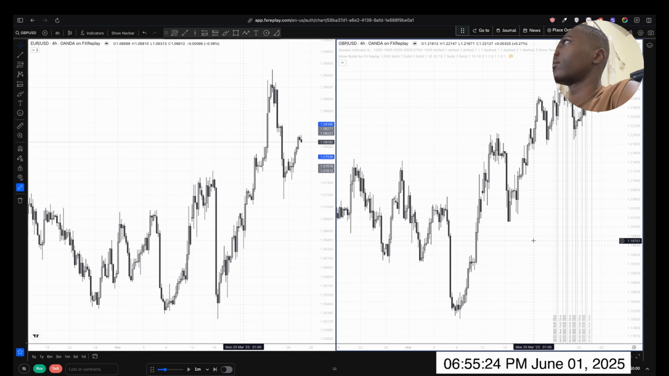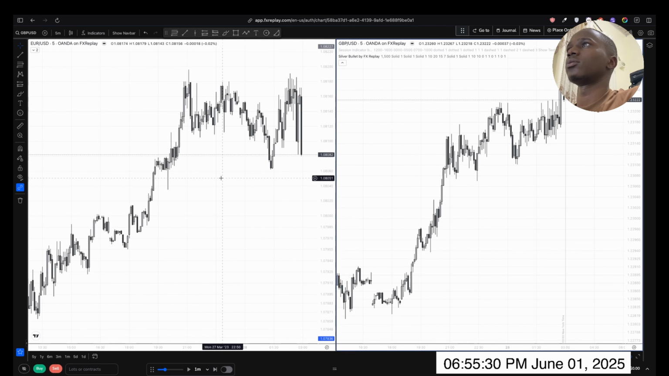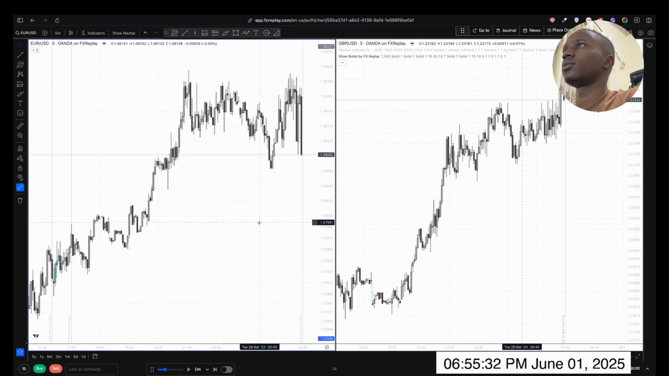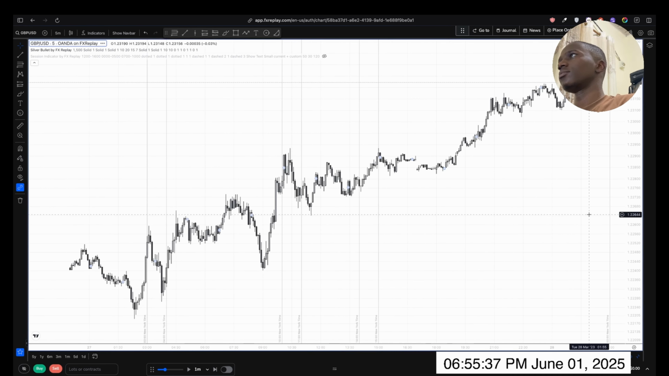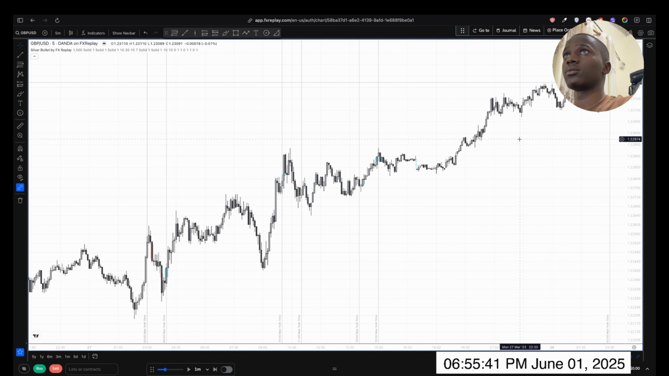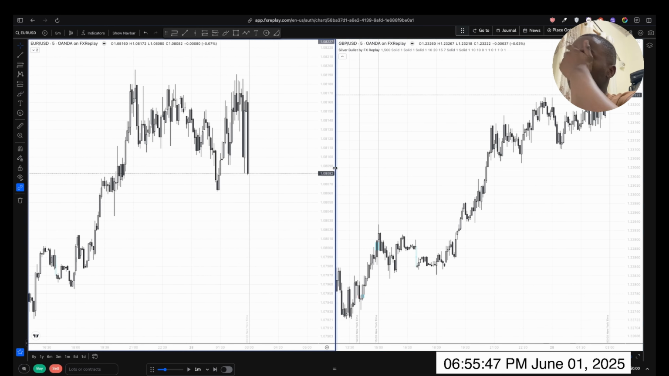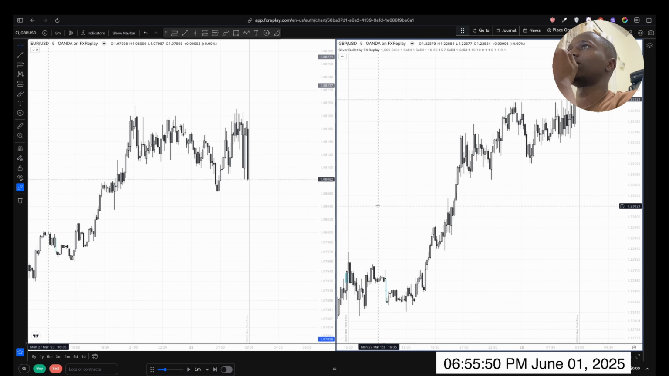So the 4 hour is looking quite bearish here on EU and a bit bullish on GU. So I think we might be near some kind of reversal, even though we like trading continuations. So let's wait and see.